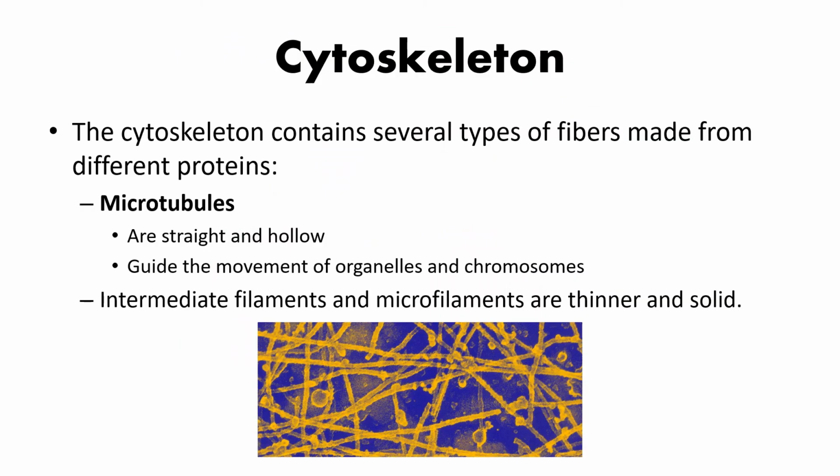Now the cytoskeleton is going to have multiple different fibers, and these are going to be proteins. Okay, they are going to have different names. Some of them are going to be called microtubules that are going to have straight and hollow fibers. They are often going to guide the movement of organelles and chromosomes. So if we're moving an organelle from one place to another, this will help act as a guide wire for those things to move. Another fiber is called intermediate filaments, and there's another one called a microfilament. These are thinner and more solid, so they're not hollow like the microtubules.